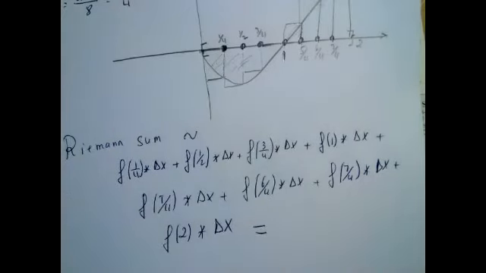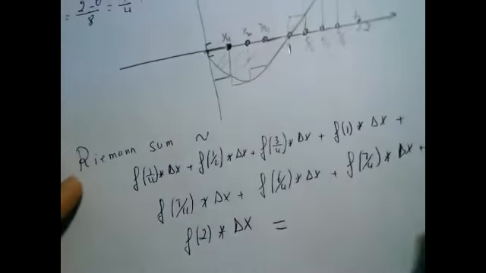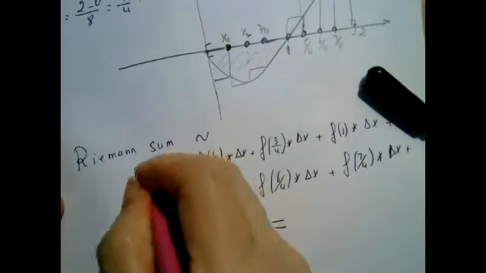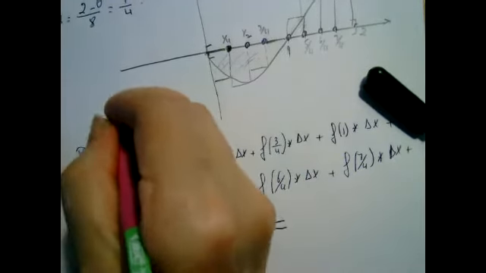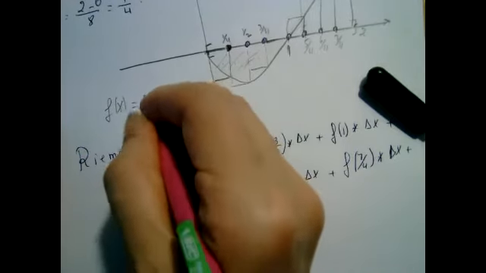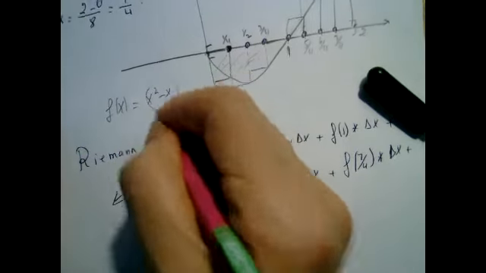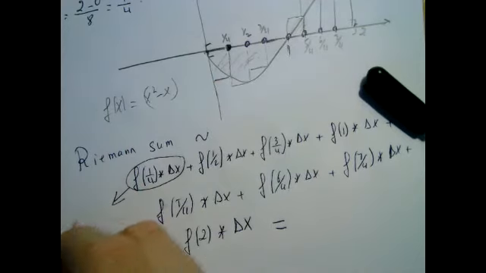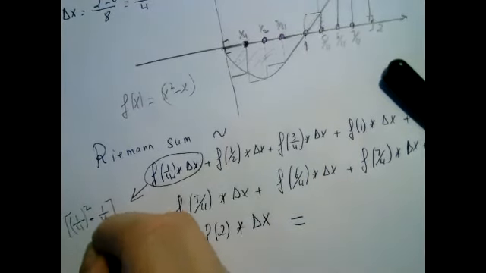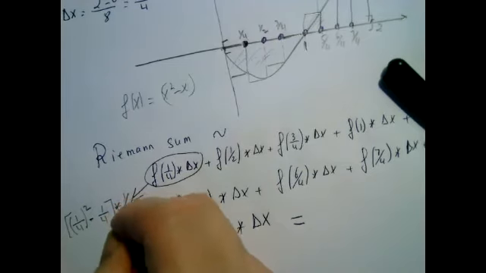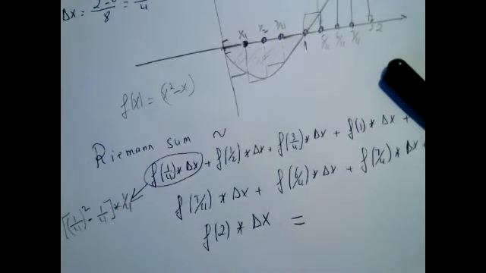Okay. Now, the value at 1/4, I will just make sure you understand this piece. It means my function is x squared minus x. So f at 1/4: we evaluate the function at 1/4, so we get 1/4 squared minus 1/4 times the delta x, which is 1/4. That's really what we're going to get.